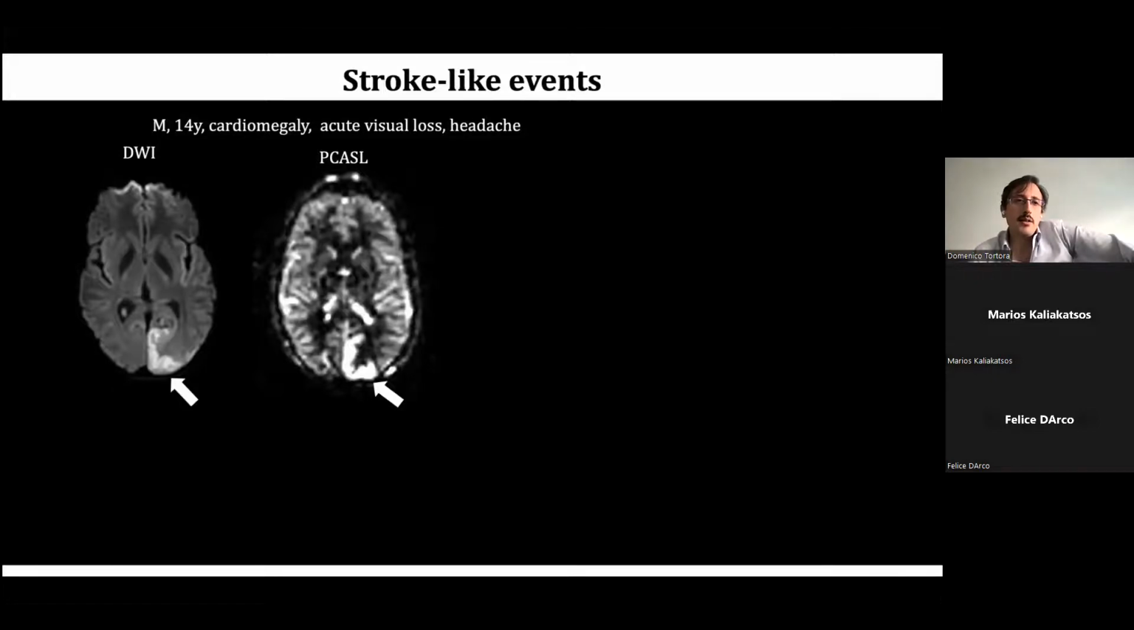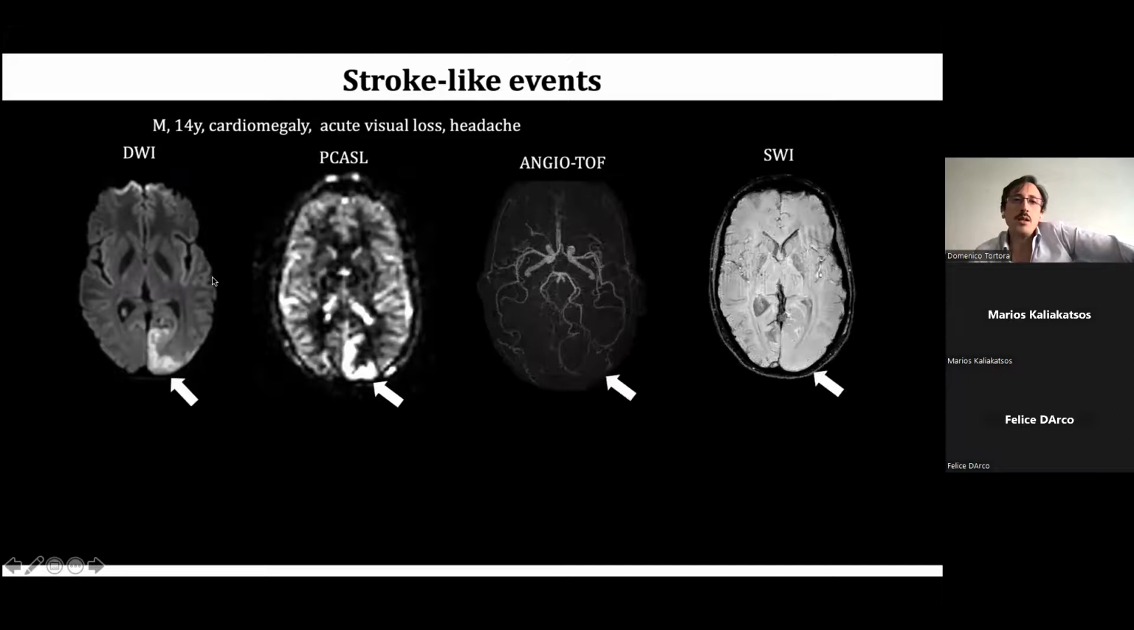This is another case, a guy, 14 years old, history of cardiomegaly, presenting with acute visual loss and headache. This time you can see a lesion with a cytotoxic edema in the left occipital pole, which is also characterized by hyperperfusion on the ASL map. Looking at MR angiography, you can see an increased flow in the distal branches of the left posterior and middle cerebral arteries. And if you look at this SWI, you can see a lower representation of veins in the affected region, indicating the presence of more oxygen in that region.